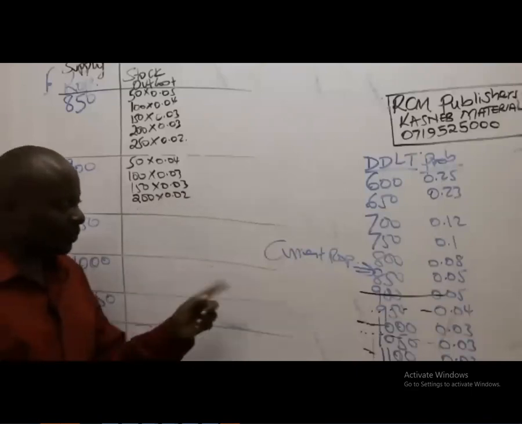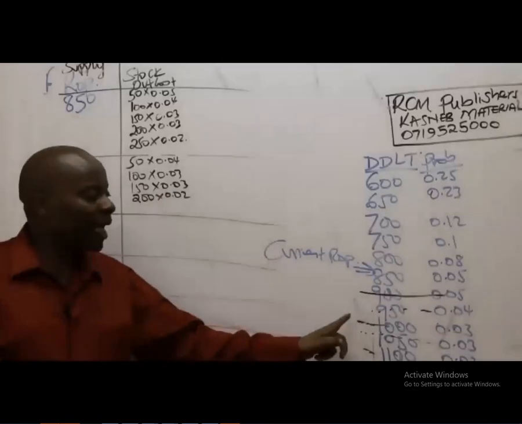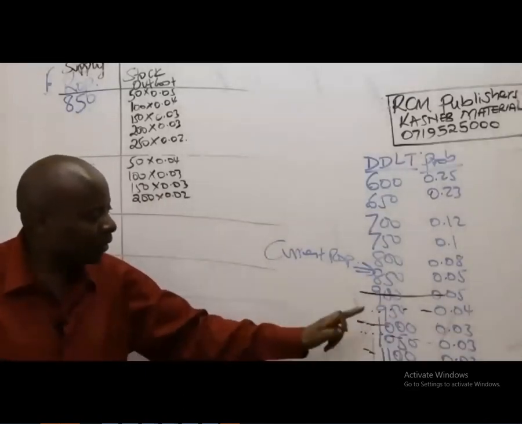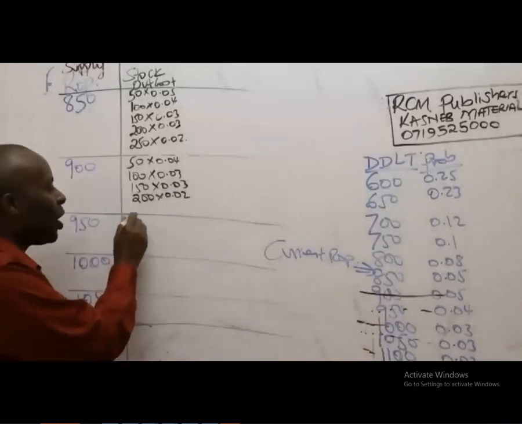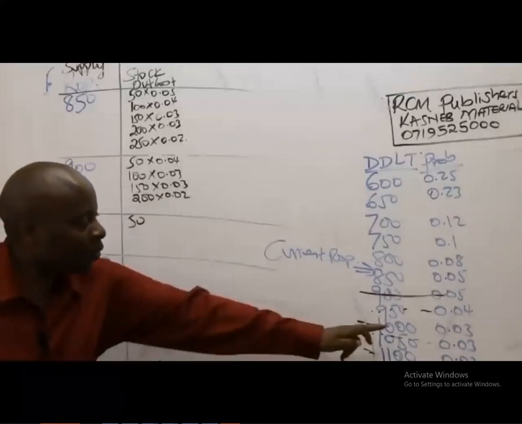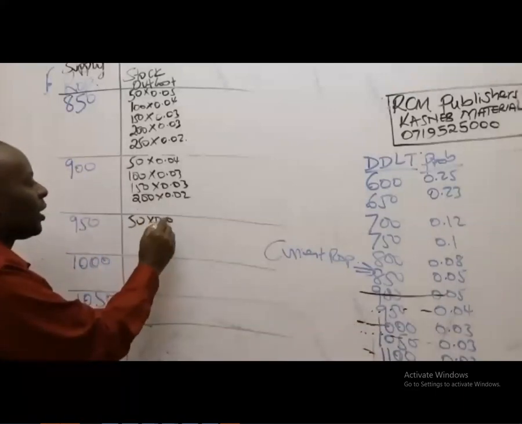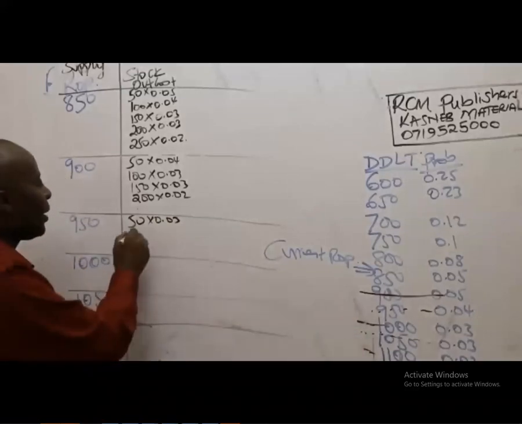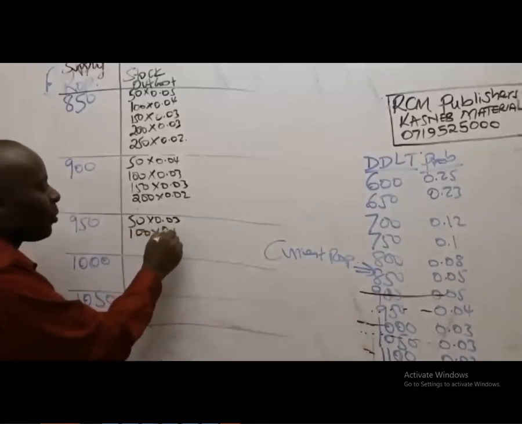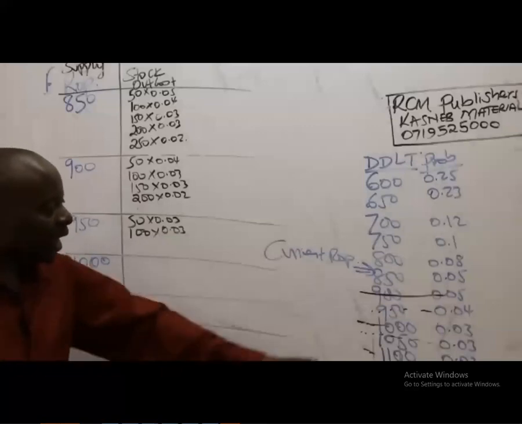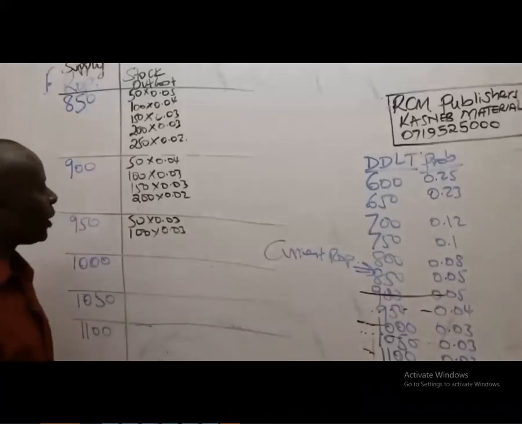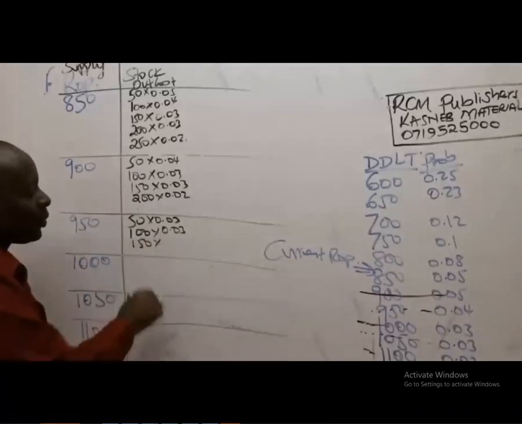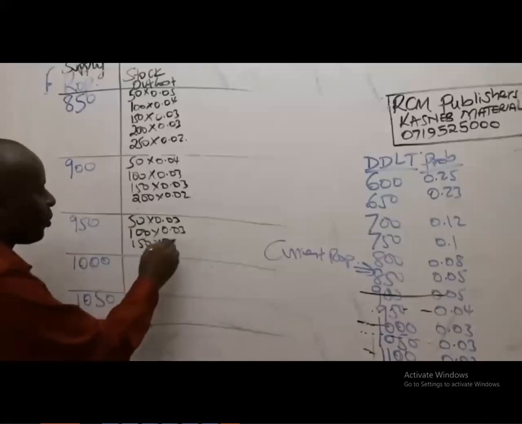What if now we are supplying 950? If you're supplying 950, then if they come 1,000, we shall be able to disappoint 50 only, with probability 0.03. If they come 1050, I will disappoint 100 times 0.03. If they come 1100, I'll be able to disappoint 150 times the probability of that occurring, which is 0.02.